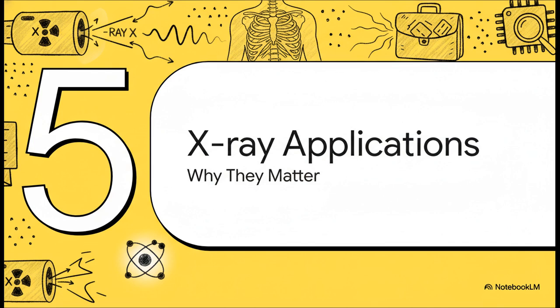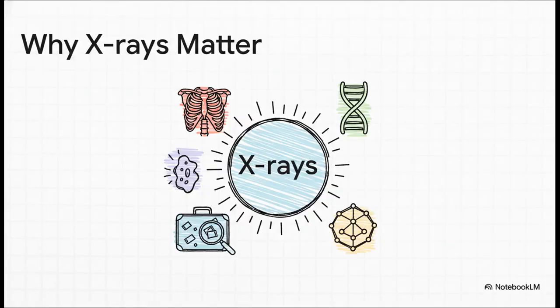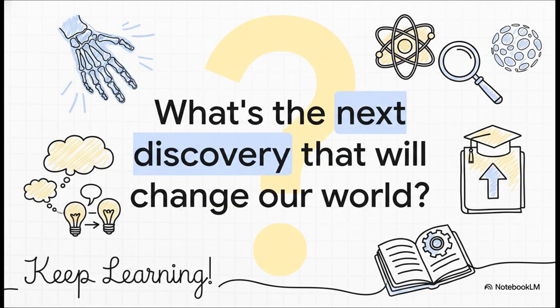Let's wrap things up by looking at why all of this matters so much in the real world. Well, the most obvious one is medical imaging, like we talked about at the very beginning. But there's also X-ray crystallography, which, by the way, is how we discovered the double helix structure of DNA. It's also used to identify materials since every crystal has its own unique diffraction pattern. You see it every day in airport security scanners, and it's even used in radiation therapy to treat cancer. There's no doubt that X-rays completely changed science and medicine.